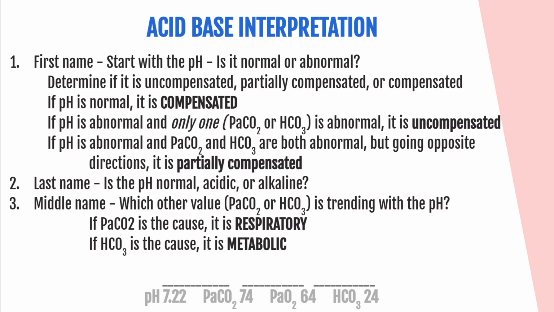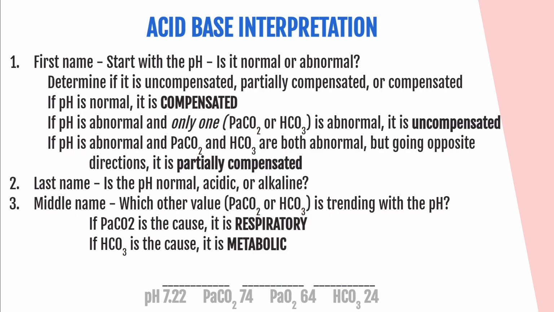Okie dokes. So we know our normal values and when they trend high and when they trend low. So let's put it all together. I like to think about acid-base interpretation in 3 steps. So we can kind of look at it as a first name, a middle name, and a last name. And the first name is the level of compensation. The middle name is either respiratory or metabolic, or both. And the last name is going to be acidosis or alkalosis.